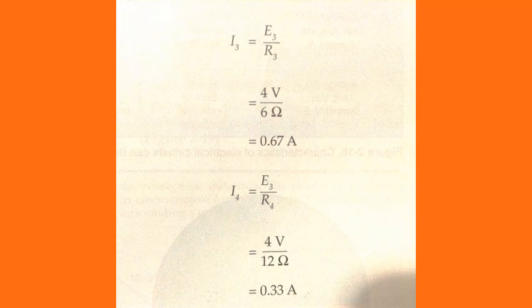Again, verification comes from the fact that the total current, or 1 ampere, is equal to the sum of the current through each branch of the parallel resistors. Thus, 1 amp equals 0.67 amps plus 0.33 amps.